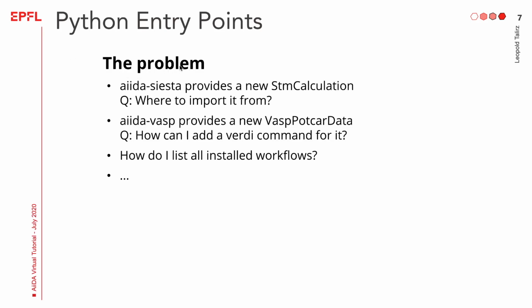The types of problems we're trying to address here are the following. For example, aida-siesta provides a new STM calculation type, and as a user of aida-siesta, I now need to know where do I import it from and how do I use it. Another example is aida-wasp provides a new wasp podcar data type, and now as a developer of aida-wasp, I might want to add a new Verdi command for this data type so that users of my package can directly inspect the contents of this data type.